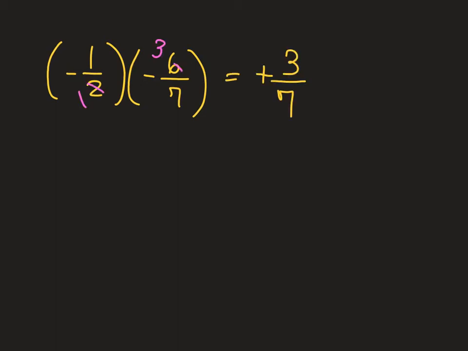The answer is positive 3/7. I don't really know why I put that positive sign. We don't really need it. Okay, positive 3/7. I decided to simplify diagonally. Then I went straight across. I remembered my rule at the end: two negatives make a positive.